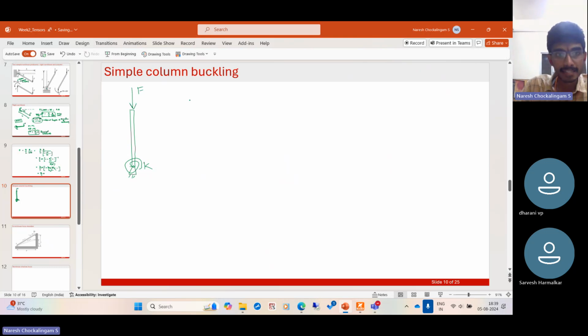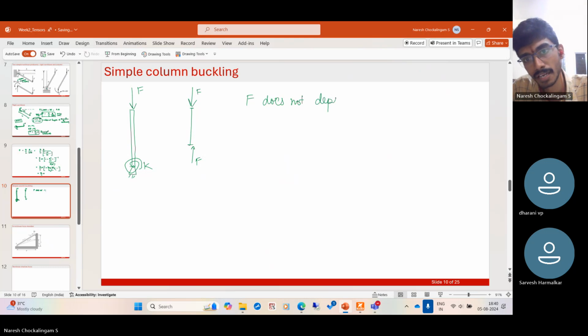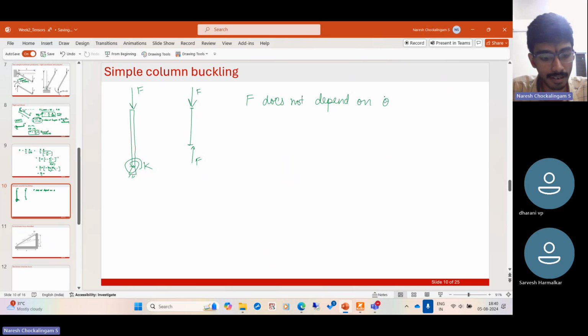Now, if you establish equilibrium in the undeformed configuration, you have a structure like this. You're having equal and opposite forces, no eccentricity. So F is actually undetermined. For any F, this is not going to have any rotation, right? F does not depend on theta. Or rather, F does not depend on K or anything, right? This is what is given by the linear analysis.